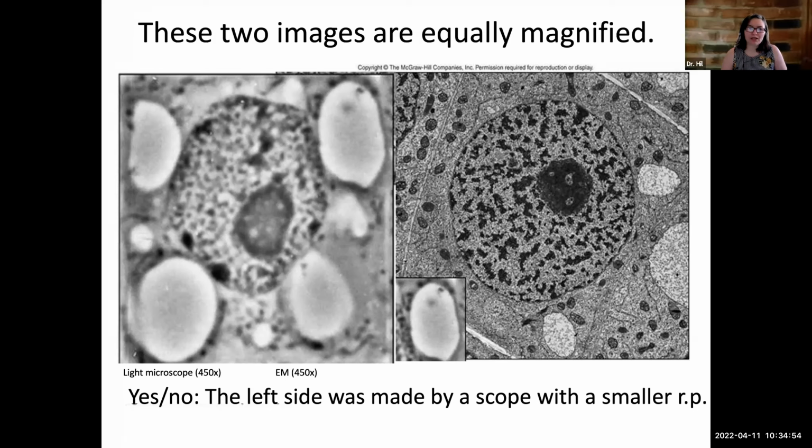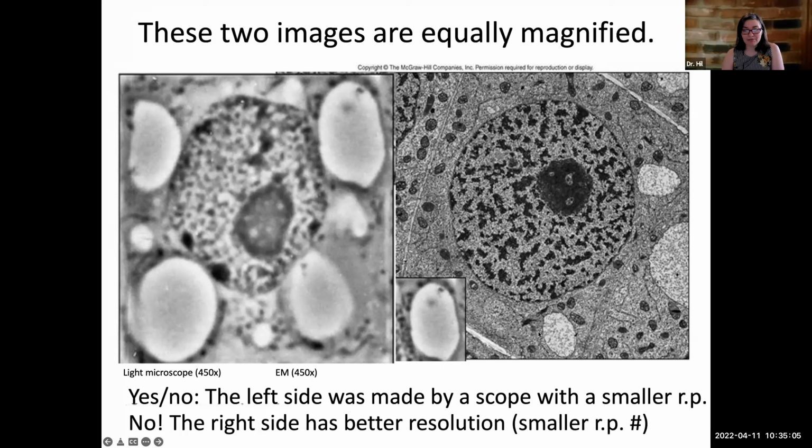That's right, the electron microscope on the right. This microscope has a small RP, and small in this case is better. We want a small RP because the smaller that RP number is, the smaller the things are that it can see.